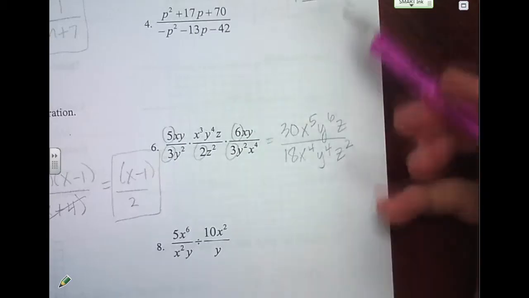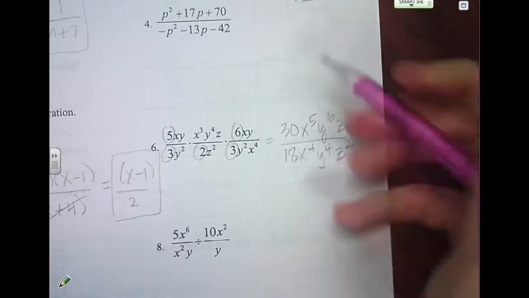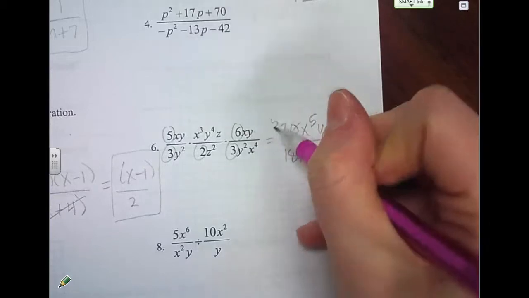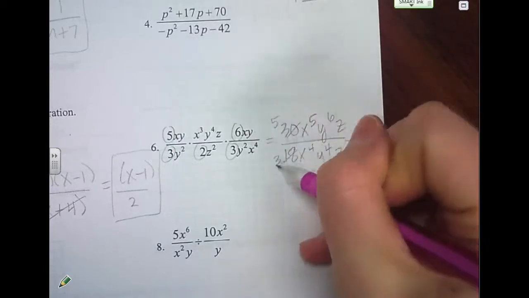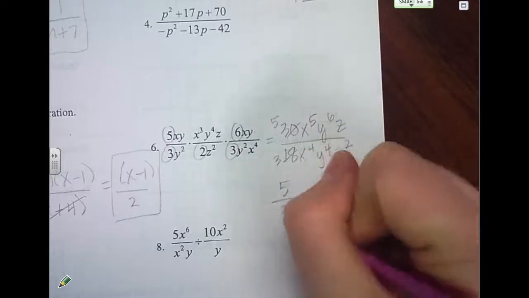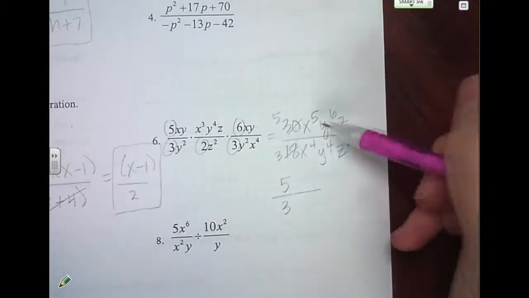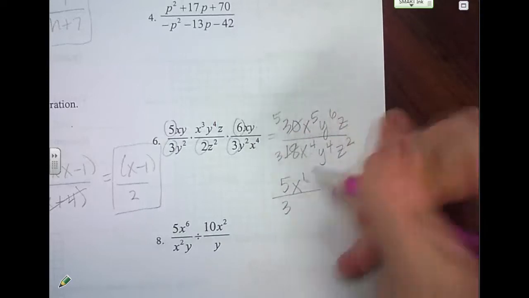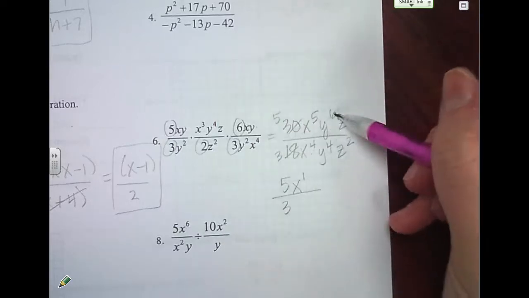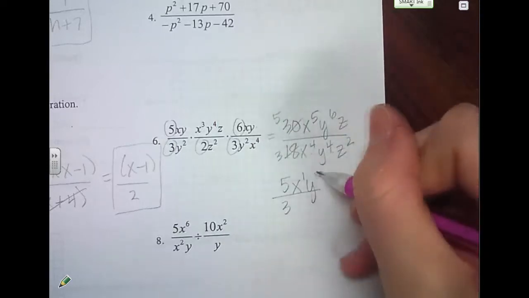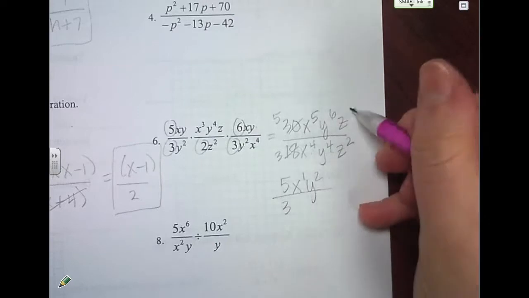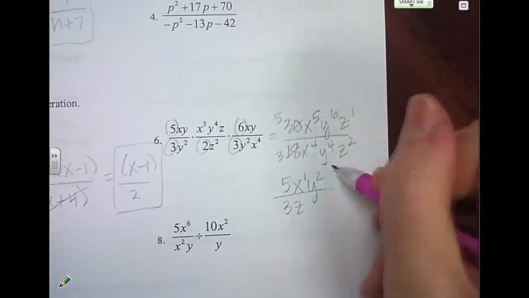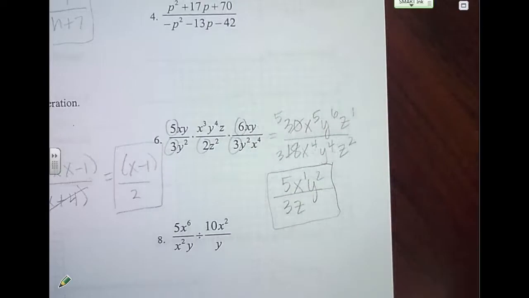So now we want to simplify. 30 divided by 18, they're both divisible by 6. So 5 and 3. For our x's, we have 5 on top and 4 on bottom. So we subtract, which would be 1. 6 y's and 4 y's would leave me with 2 y's. And I have 1 z and 2 z's, so it would leave me with 1 z on the bottom. And that would be your answer.